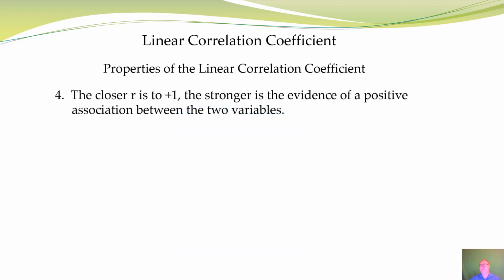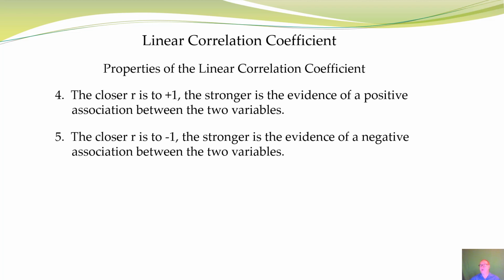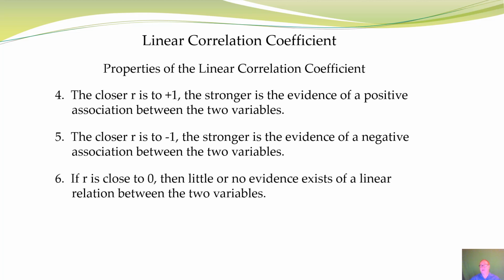The closer R is to positive 1, the stronger is the evidence of a positive association between the two variables. The closer R is to negative 1, the stronger is the evidence of a negative association between the two variables. If R is close to 0, then little or no evidence exists of a linear relation between the two variables.